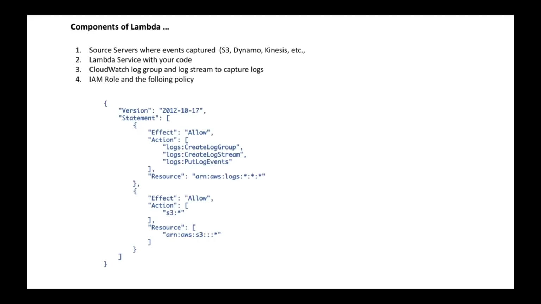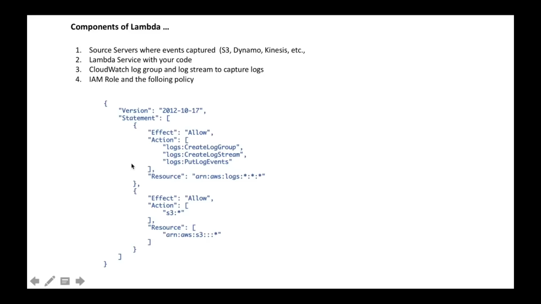So for that, I gave all S3. I said, any actions on the S3, and the Lambda can perform any actions on the S3 on any resource on my account. So any bucket, any action, this Lambda function can do with the role where I'm attaching. So these are all the four important components: the source service, the Lambda itself, and the CloudWatch and IAM.